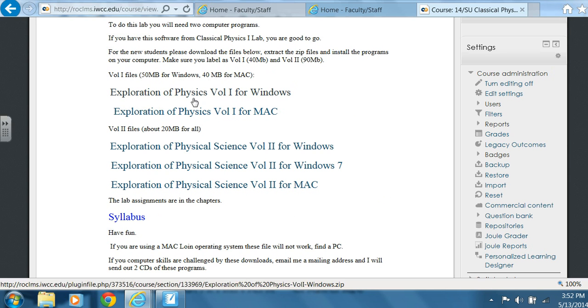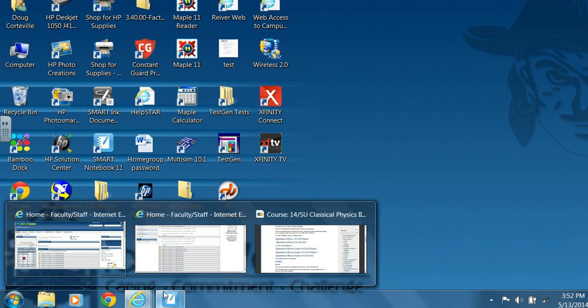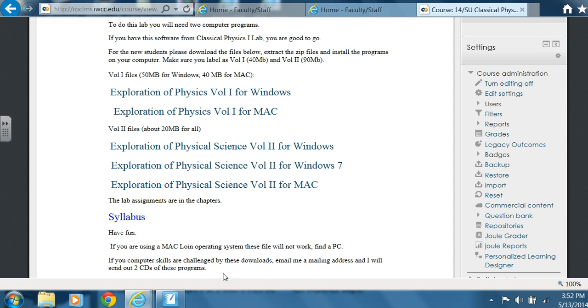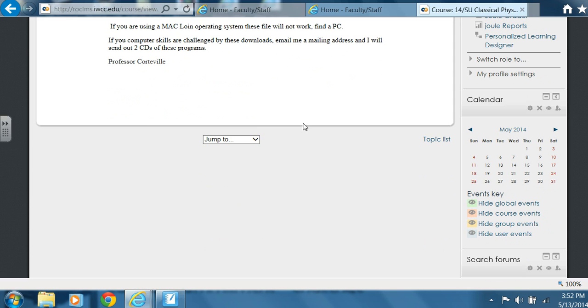One's called Volume 1, one's called Volume 2. When you get done, you're going to want two icons on your desktop, one saying Volume 1, the other one saying Volume 2. So that's the idea. Now, as you do the lab, it's going to tell you go to Volume 1 and do something. Go to Volume 2 and do something. If you can't tell the difference between Volume 1 and Volume 2, that will be very interesting, won't it? Yes, it will. All right, so we're going to go and look at our first lab.